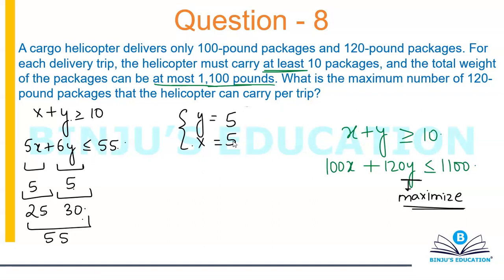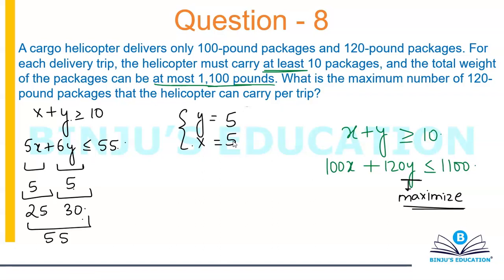So the maximum number of 120-pound packages that the helicopter can carry is equal to 5. You can plug in the value in the original equation to verify your answer also. 120 into 5 is 600. 100 into 5 is 500. This is going to give you an answer of 600 plus 500, that is 1100.